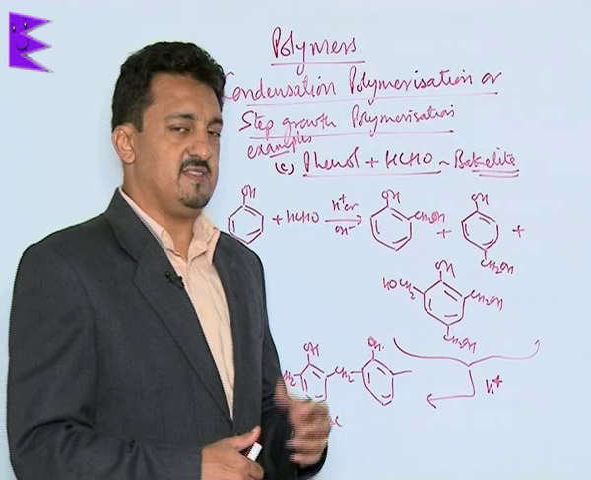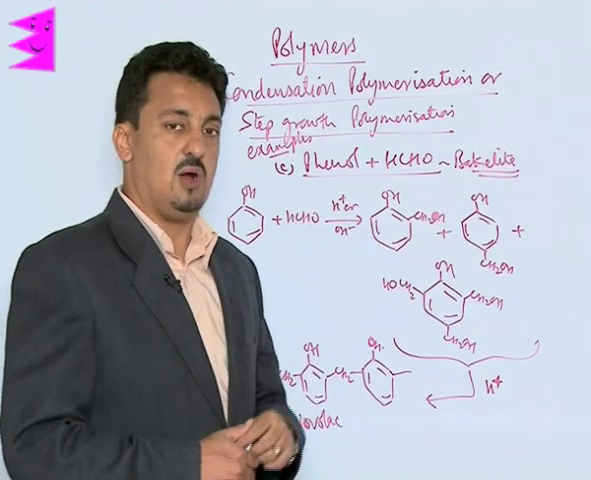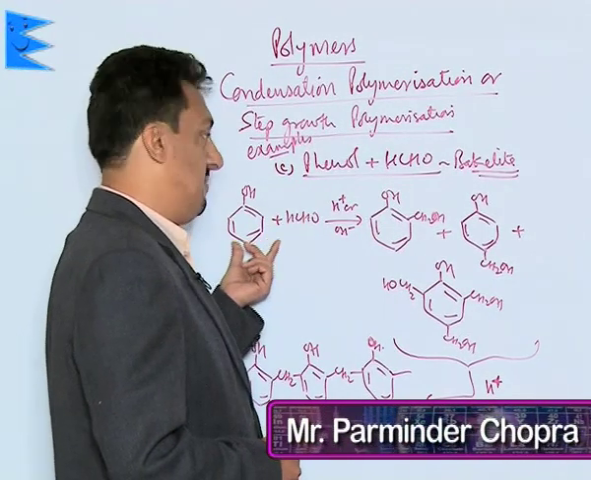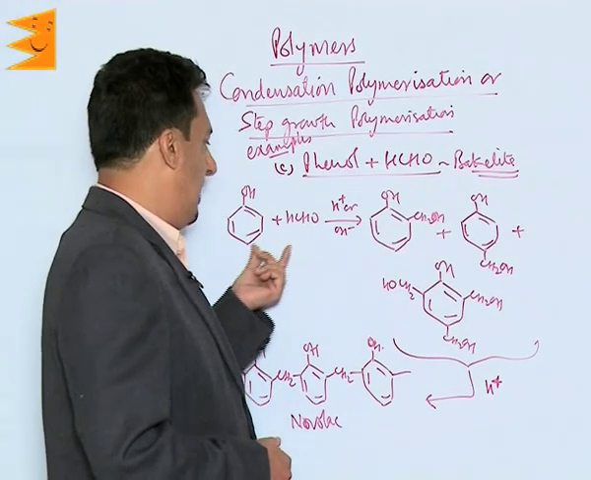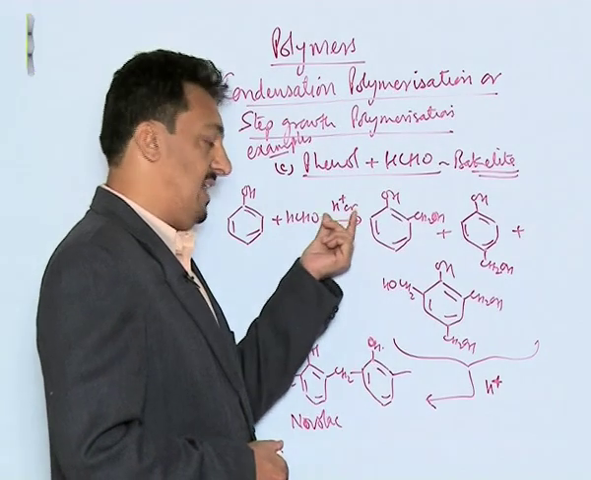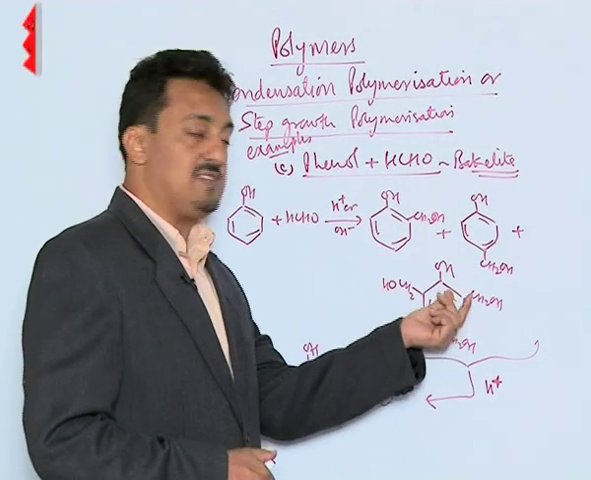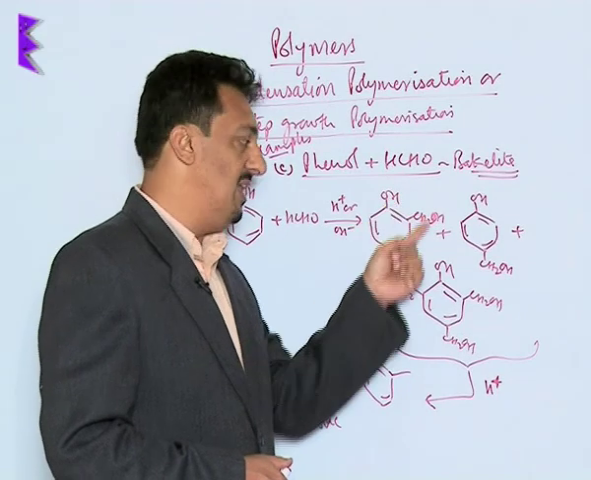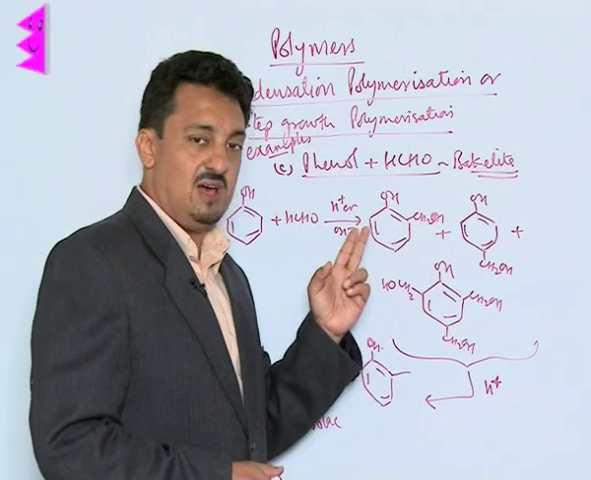The third type of example of condensation polymers is phenol formaldehyde, which is also called Bakelite. Bakelite is formed by the reaction of phenol and formaldehyde. When these two are reacted in either acidic or basic medium, ortho, para or all three substitutions take place. We get CH2OH at ortho with respect to phenol, or at para, and also at all the three positions. So all these three products are formed.